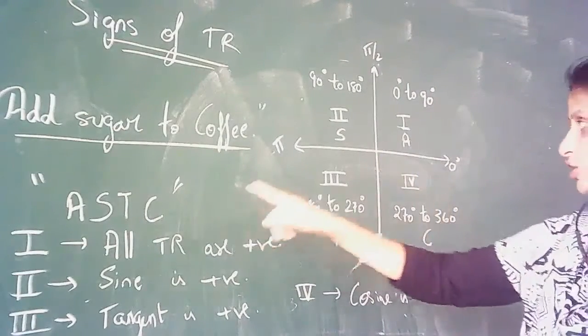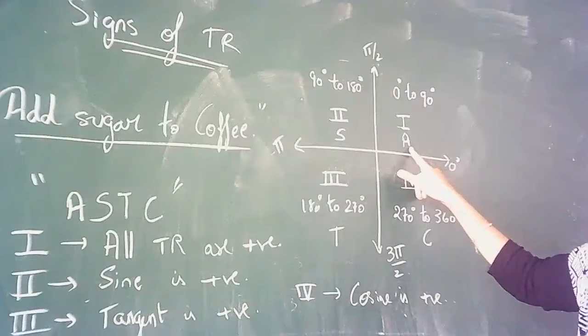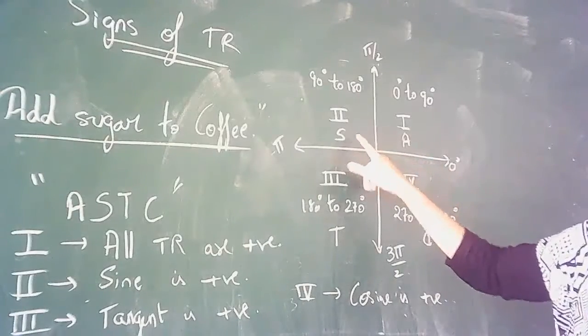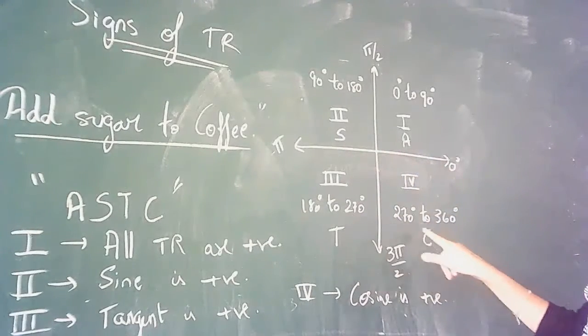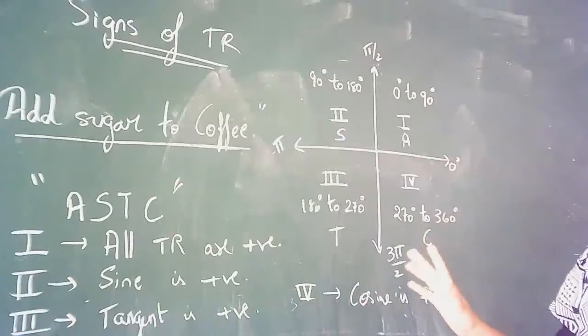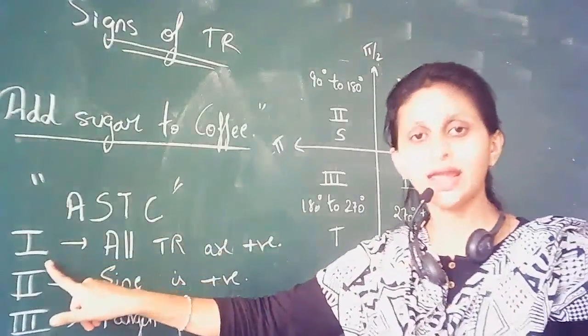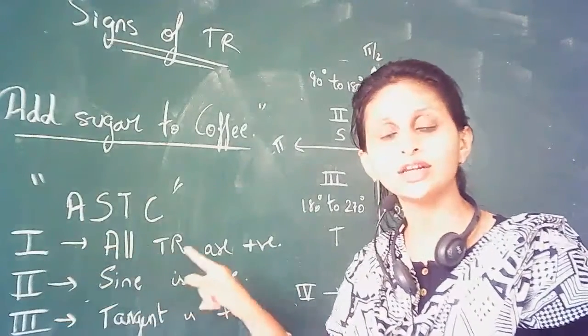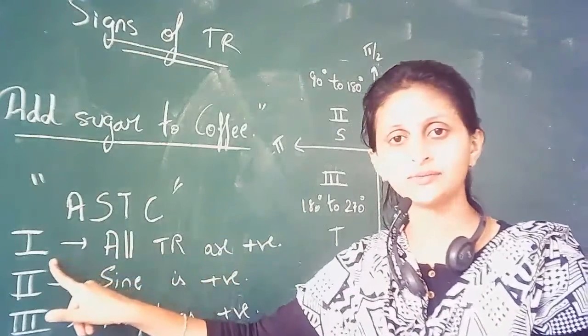So what does the ASTC rule say? A will come in first quadrant, S will come in second quadrant, T will come in third quadrant, and C will come in fourth quadrant. Right? What does that mean? In first quadrant we have A. That means all trigonometric ratios are positive in first quadrant.